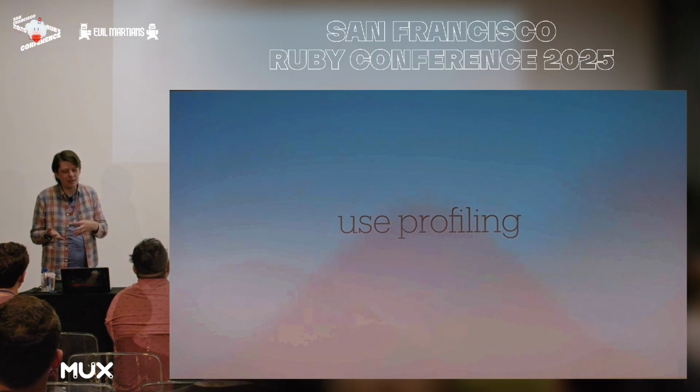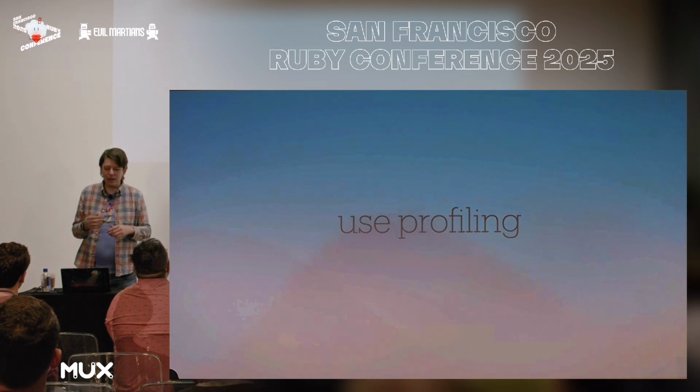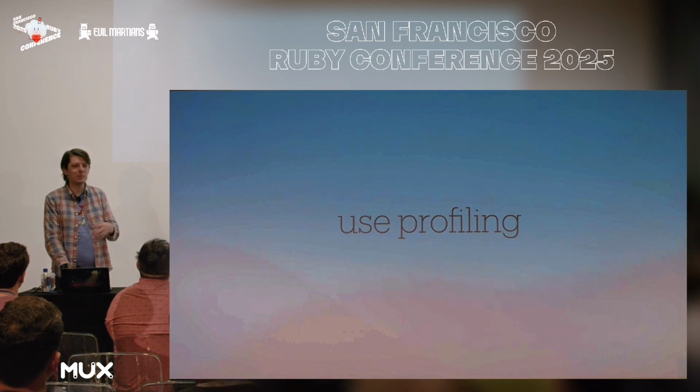And then profiling can tell you what code is being run and help you optimize the code itself versus all of the external stuff. The rack prof gem is the most well-known profiler for web apps, but there's many options.